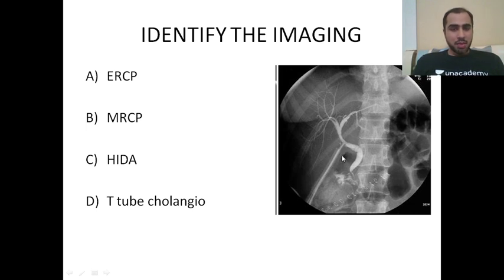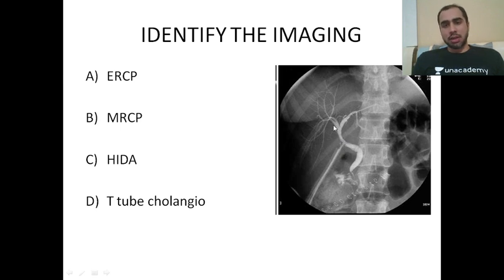Andro says MRCP, Manish says A, Soumya says D, Prashant says T-tube, and Niranjan, Sumita, Vinay are all saying T-tube. Okay, Andro has changed his answer. Now he is also saying T-tube. Yes, you are right. This is a T-tube cholangiogram. Absolutely right. Now, why is this a cholangiogram?